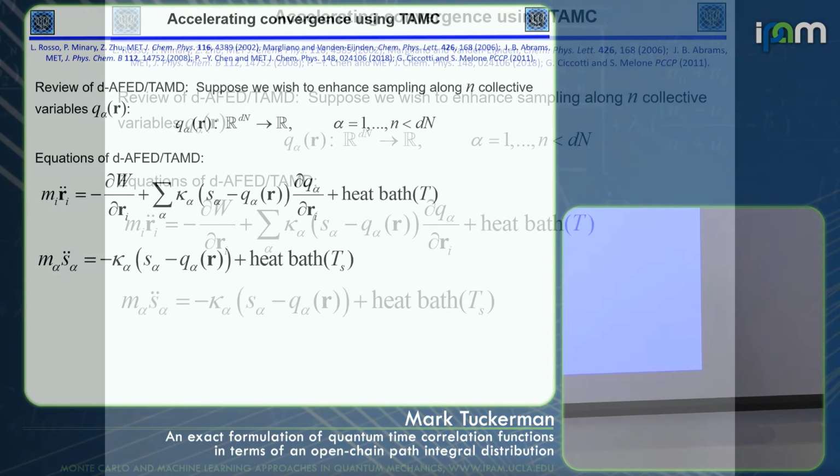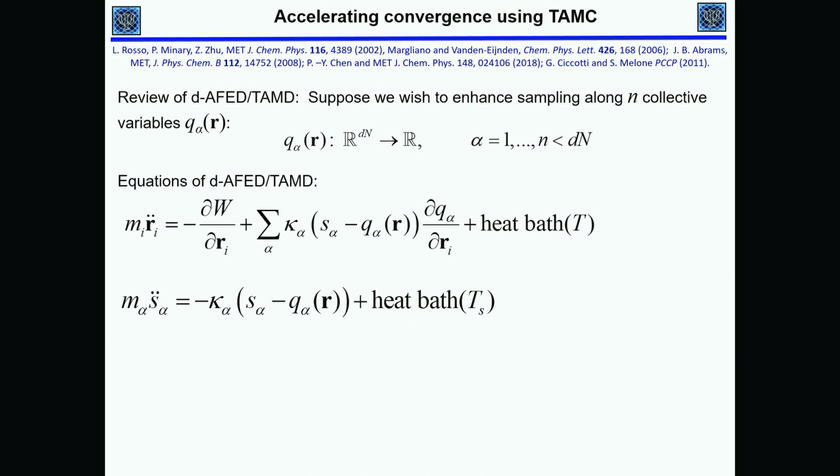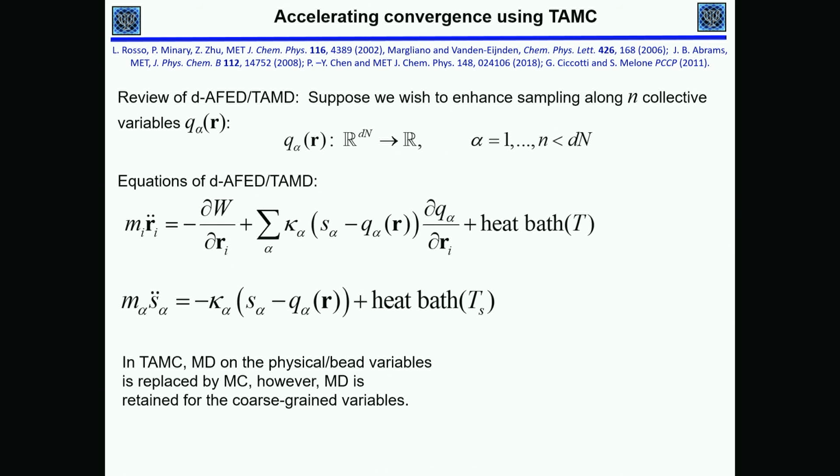All right. Well, but I don't want to do molecular dynamics necessarily. So what we're going to do is switch to something called temperature accelerated Monte Carlo. That was derived by Giovanni Ciccotti after this temperature accelerated MD came out. In this case you replace the MD for the physical variables by a Monte Carlo algorithm. But you keep the dynamics of this external set of variables.